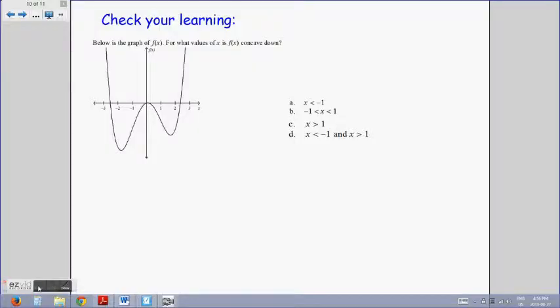One final thing to do today is to check our learning. Below is the graph of f at x. For what values of x is f at x concave down? Make your decision now.